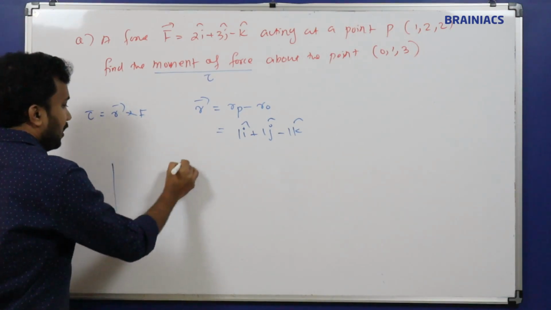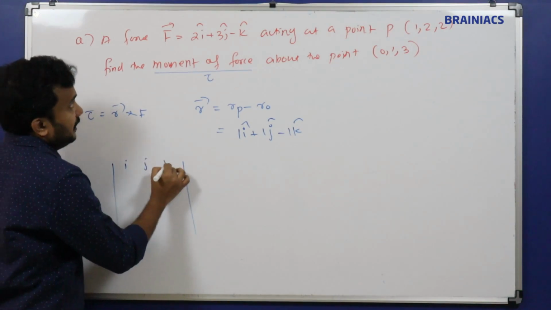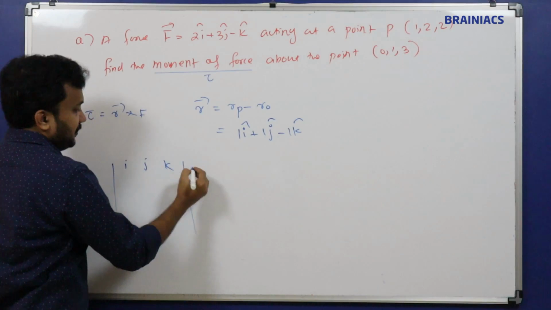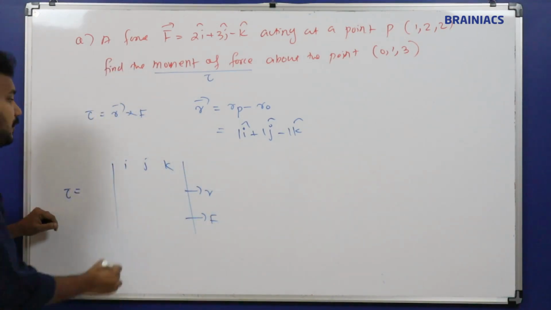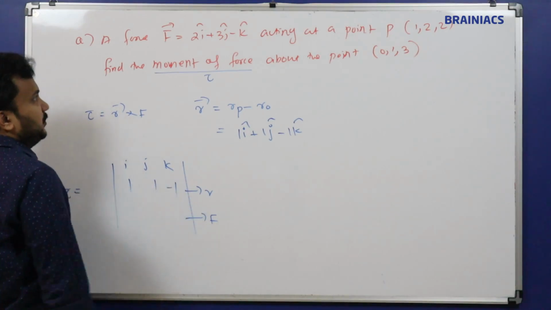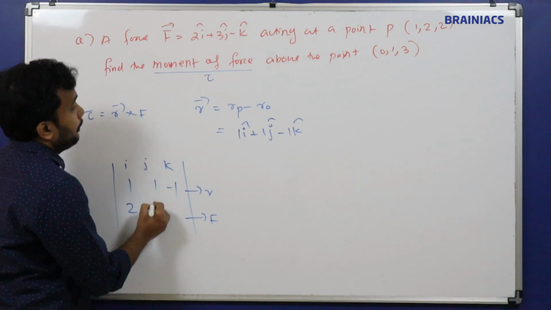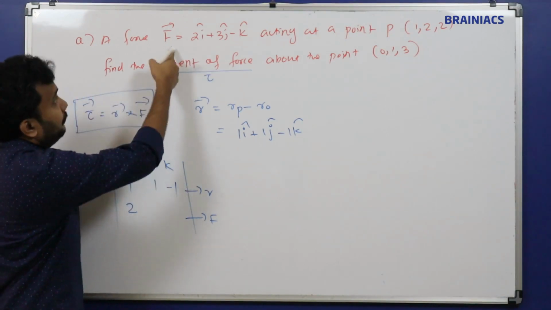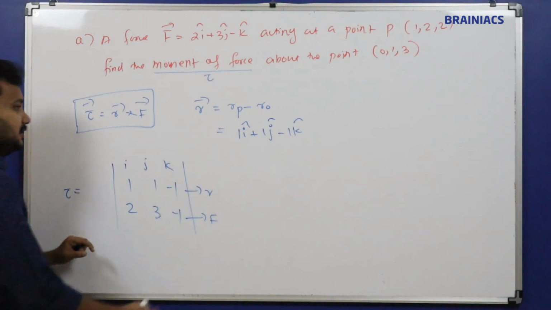So how to find r cross F? Torque is equal to r cross F. So i, j, k. r cross F is r first, so here r, then here F. r is 1, 1, minus 1. Then F is 2, 3 and minus 1. So we will substitute this one.